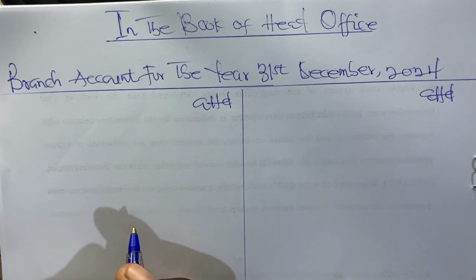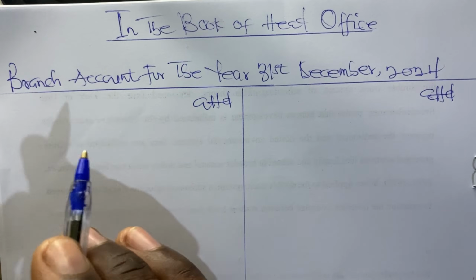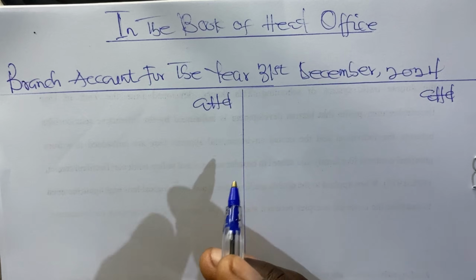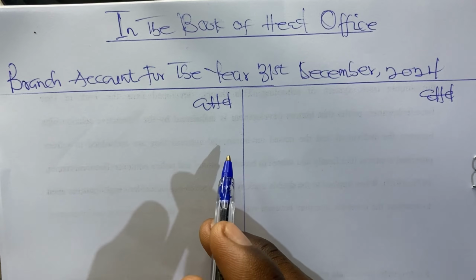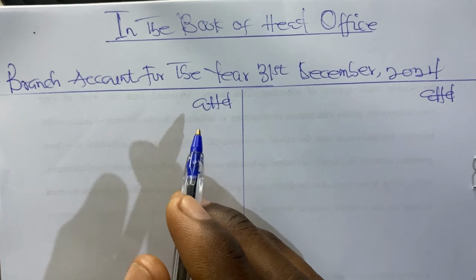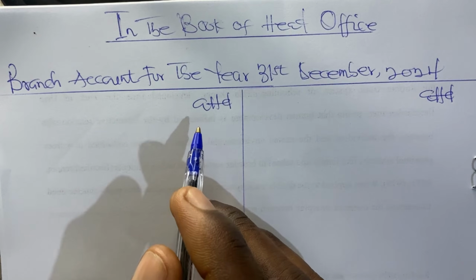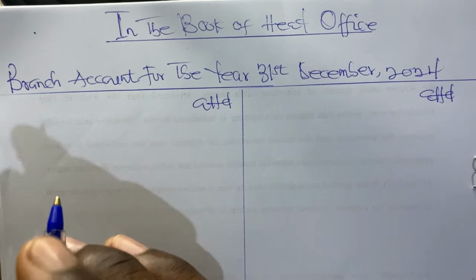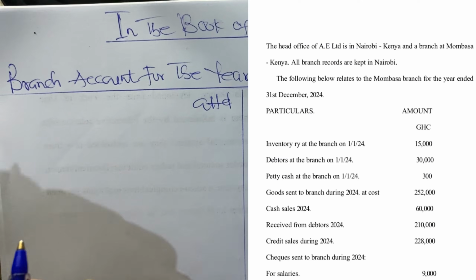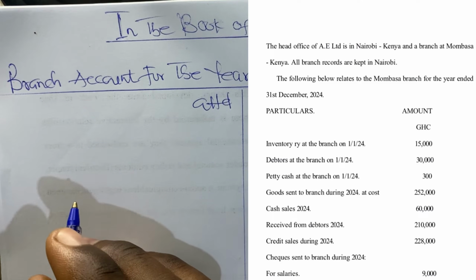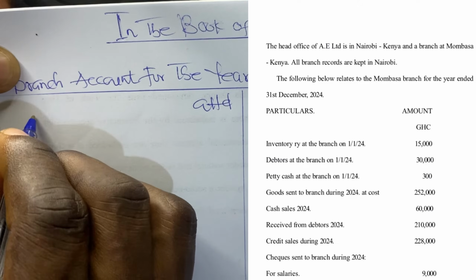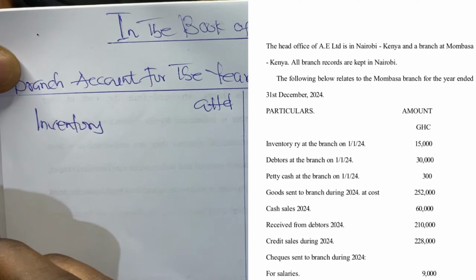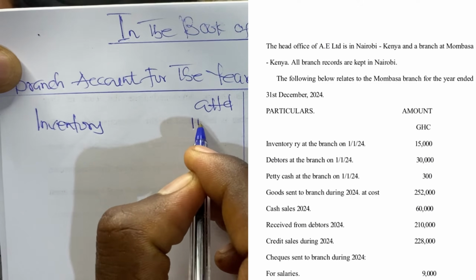Listen, an asset has a natural debit balance, right? So if the asset is to be closed and recorded in the branch account, because it has a debit balance, we have to credit the asset account in the name of branch and debit what we call the branch account in the name of the assets. So the first asset here is the inventory. So we record inventory, but remember this inventory is the opening balance and the amount is 15,000.